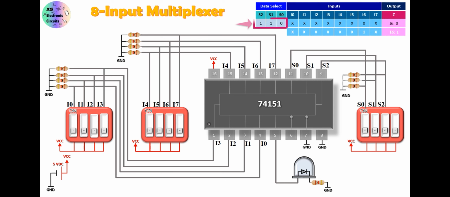Here, the inputs S1, S2 are 1 and S0 is 0, the number 6 is selected, which means the state of input I6 is selected to transfer to output Z. Initially, when I6 has a value of 0, the LED is off, which means the output Z is 0 because input I6 has a value of 0. Now input I6 becomes 1, so the LED turns on.